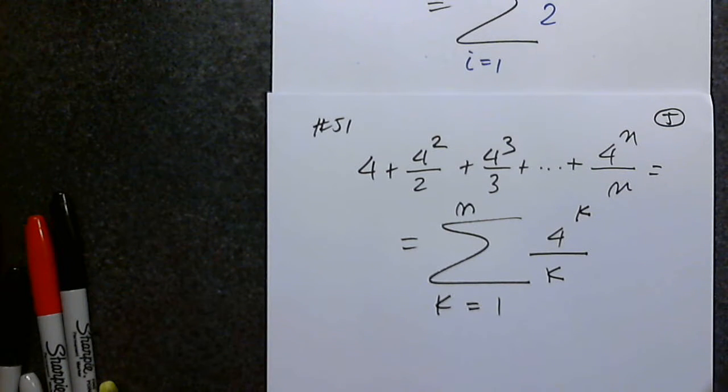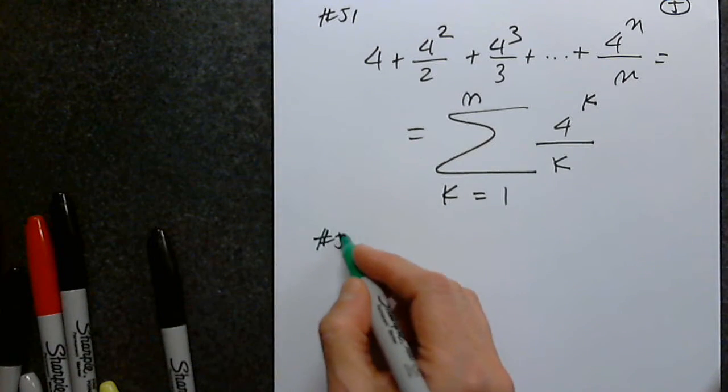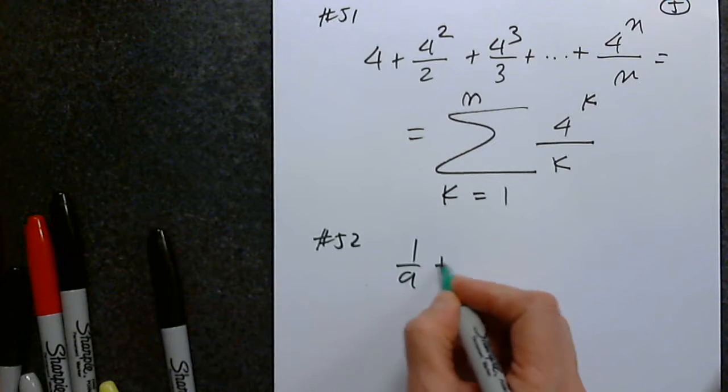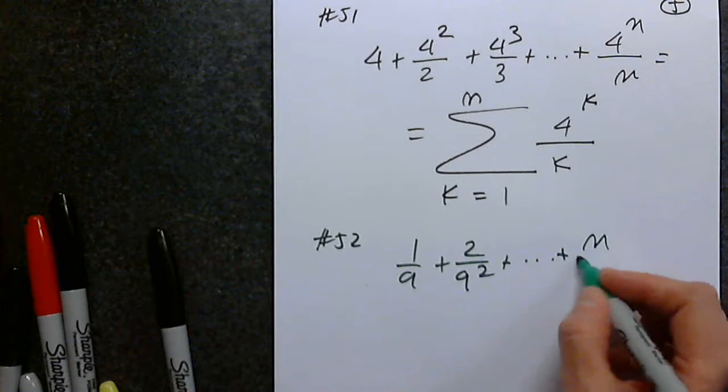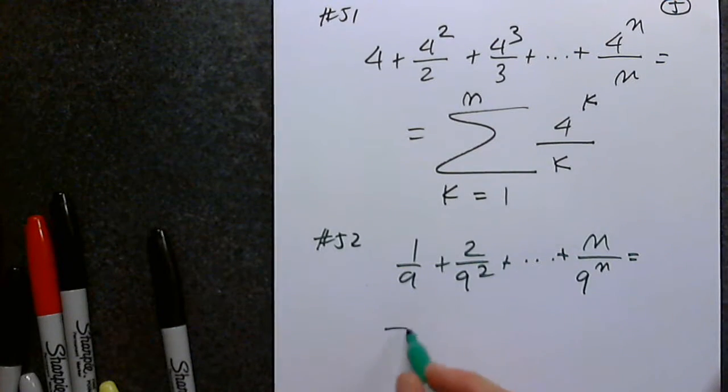Fancy. Okay, one more. Let's look at 52. 1 over 9 plus 2 over 9 squared plus dot, dot, dot, n over 9 to the nth power.